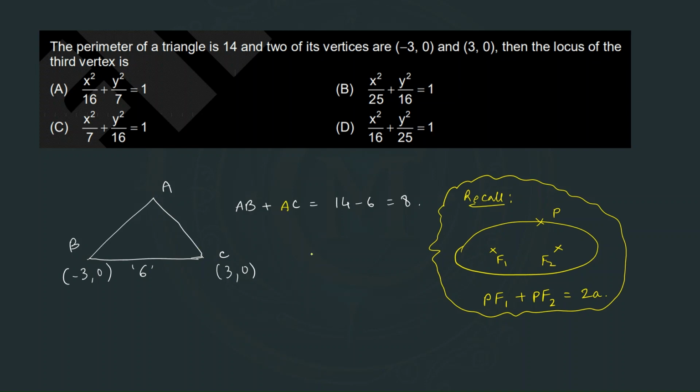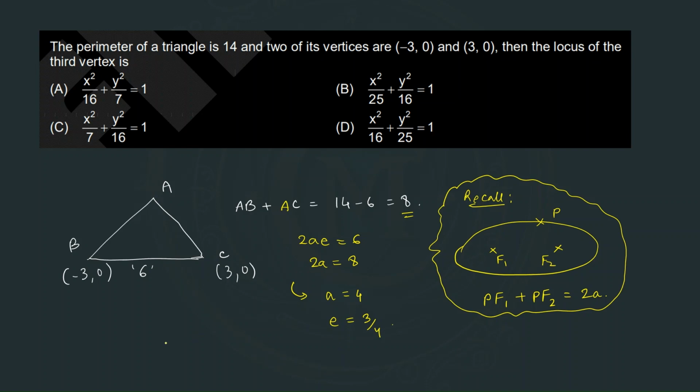So we know the distance between the foci of an ellipse is 2ae. e is the eccentricity of the ellipse. So 2ae is equal to the distance between B and C, which is 6. And we can also say that this 8 is equal to the length of the major axis of the ellipse. So 2a is equal to 8. So from here we can get a is equal to 4 and e is equal to 3 over 4.